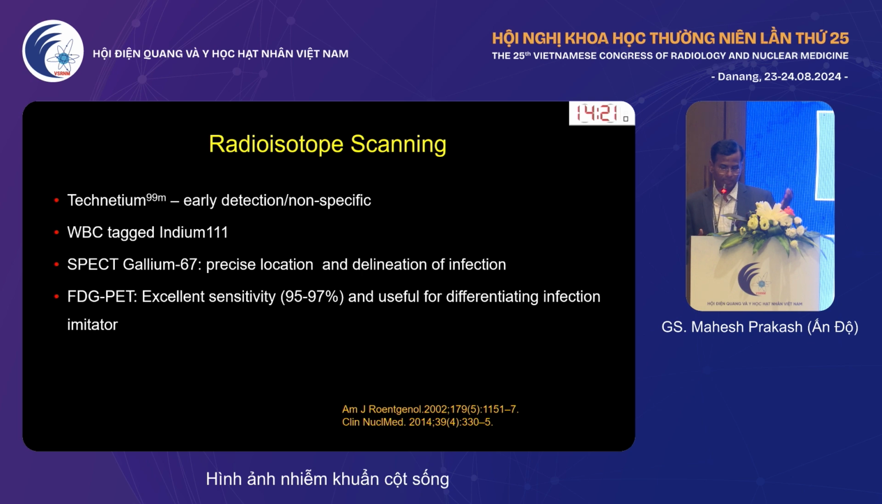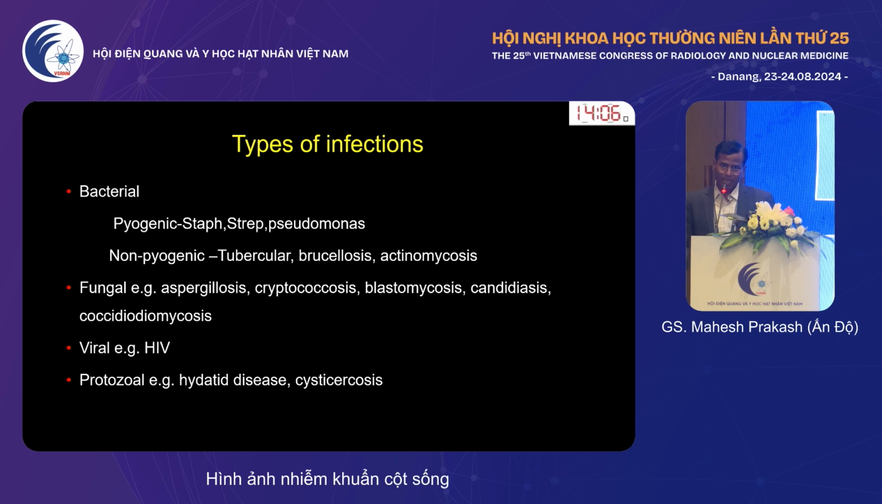So the MR as well as the PET scan have a very important role in infections, and depending upon the indications, disadvantages, and availability, you can use them. So what are the types of infections? We all know the infection can be of the pyogenic group or the non-pyogenic group. In the non-pyogenic group, commonly in Asian countries, tuberculosis is quite common.